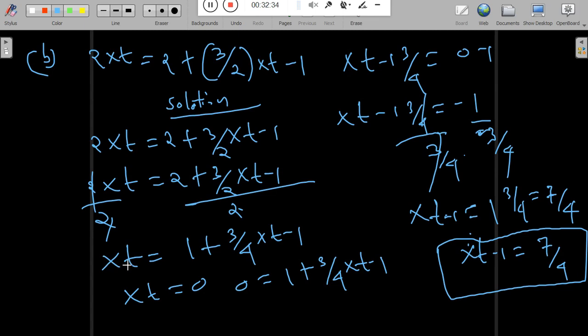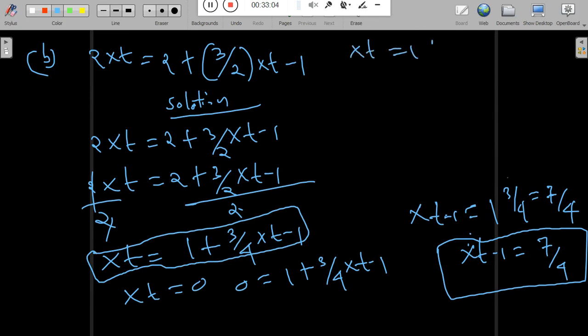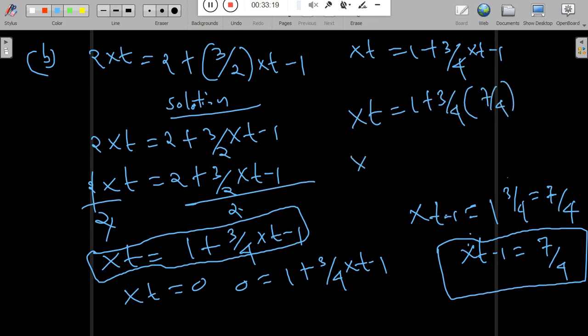So we need to solve for the y-axis value, that is xt. We take the value of the x-axis and plug it into the function so as to obtain the value of xt. So xt is equal to 1 plus 3 over 4 xt minus 1. We plug in the value of the x-axis, that is 7 over 4, into the function. So xt will be equal to 1 plus 3 over 4 times 7 over 4.